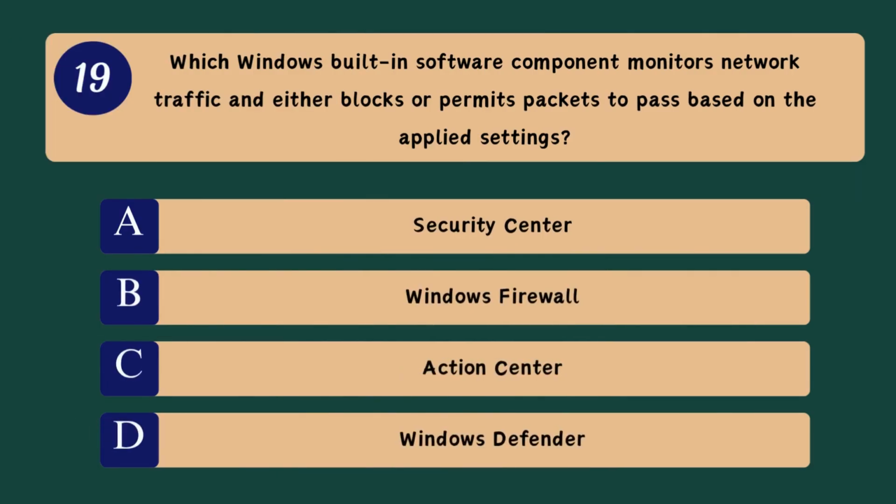Question 19. Which Windows built-in software component monitors network traffic and either blocks or permits packets to pass based on the applied settings? A. Security Center. B. Windows Firewall. C. Action Center. D. Windows Defender. Correct answer: B. Windows Firewall.